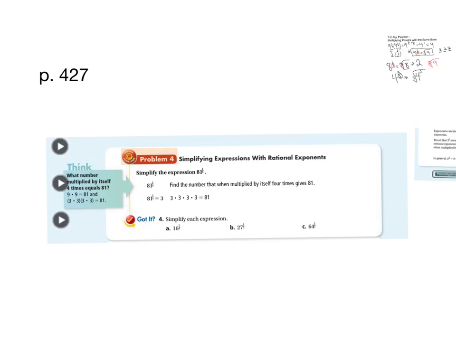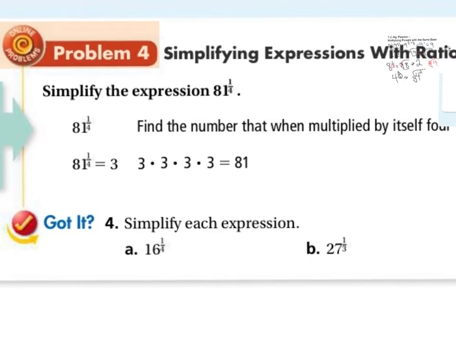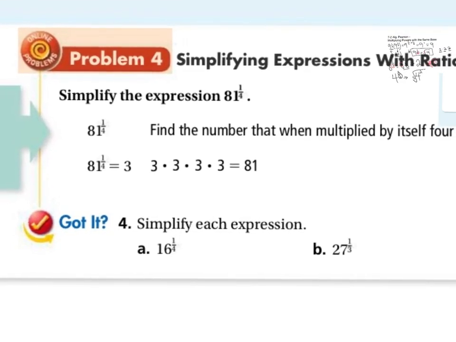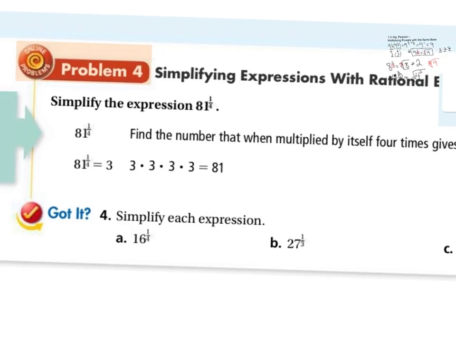So if you look at problem 4, they want us to simplify this expression, 81 to the 1/4 power. The book just says, well, we need something multiplied by itself 4 times to get 81. And really what this amounts to is, to the 1/4 power, we have a 1 as our numerator, so it's like 81 to the 1st power. And then the denominator is 4, that means that's the 4th root.